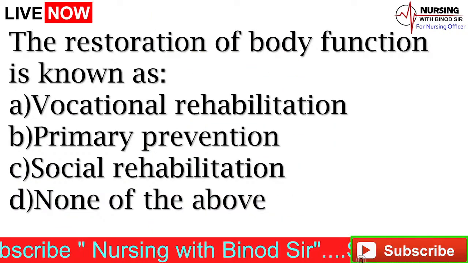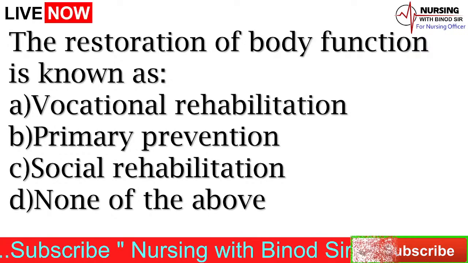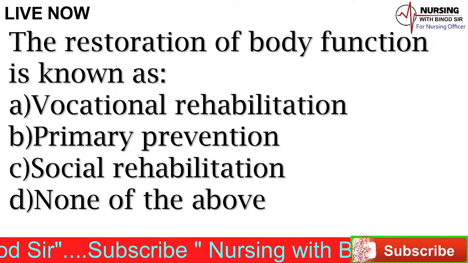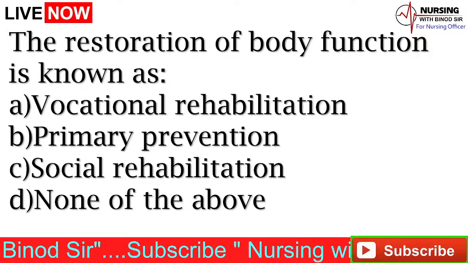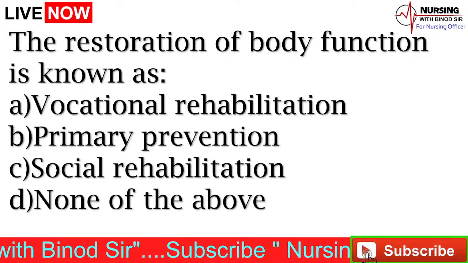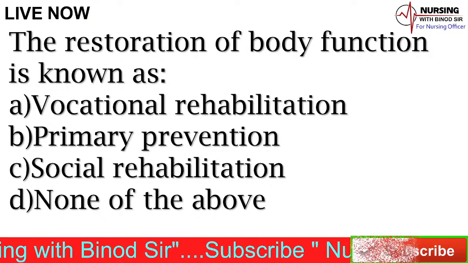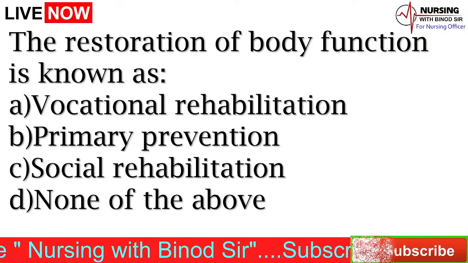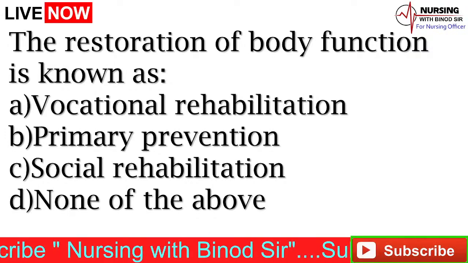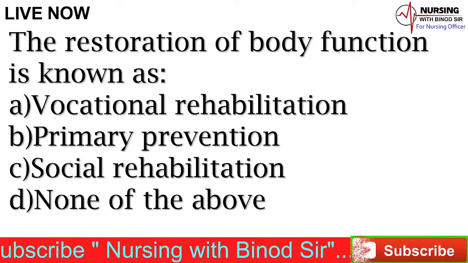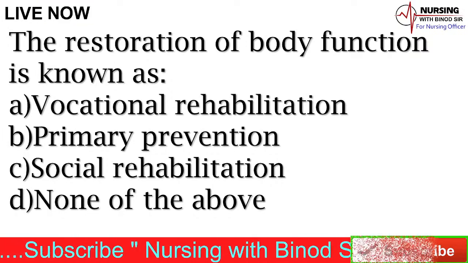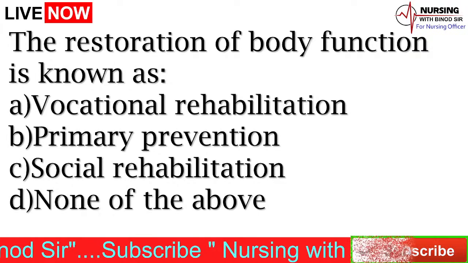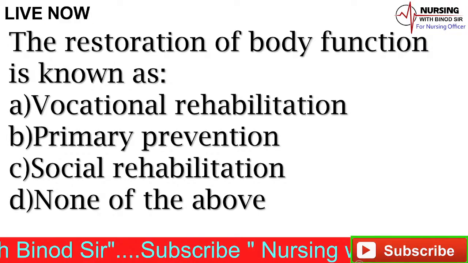The restoration of body function is known as: A, vocational rehabilitation; B, primary prevention; C, social rehabilitation; D, none of the above. So what will you tell here? Put your right response in the chat box. Very good. In the earlier question, all have given the right response. Now you have to put the right response to this question. The restoration of body function is known as.